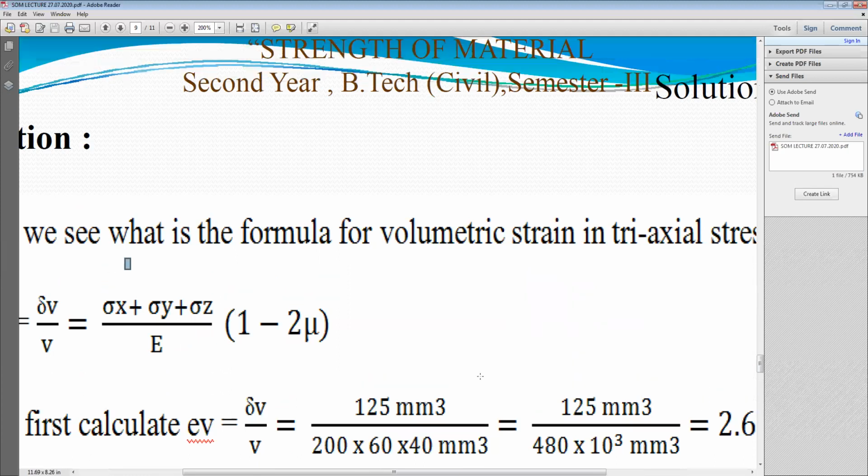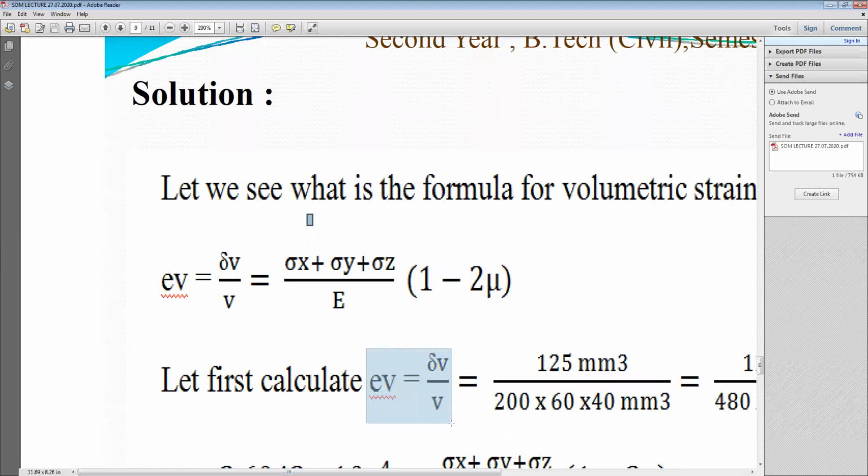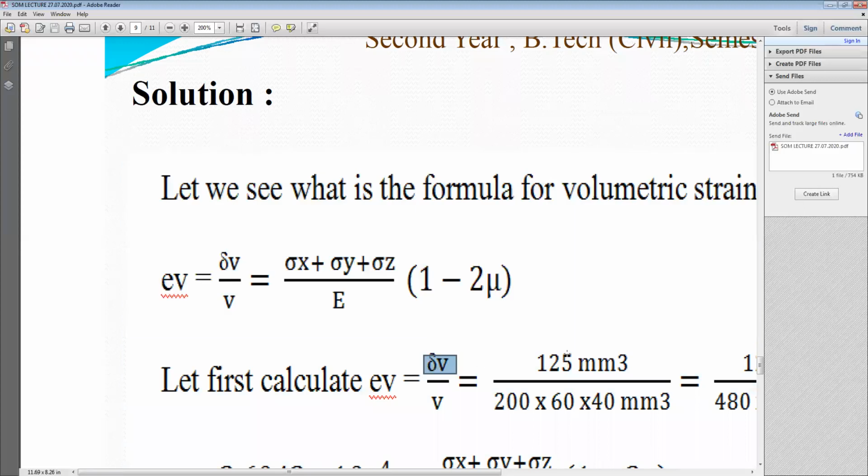Let us calculate one by one. So first we calculate Ev is equal to delta V divided by V. What is the exact requirement? Mu is the exact requirement to calculate. Let us see how to calculate Ev. So delta V, obviously, is given by the examiner: 125 mm cubed is the quantity of delta V. What is V? Length into B into D, we can easily calculate V. So both are known quantities, so there is no problem to calculate Ev.